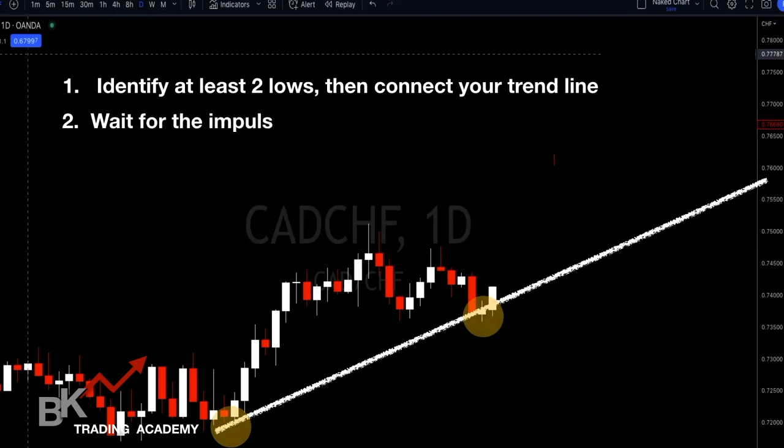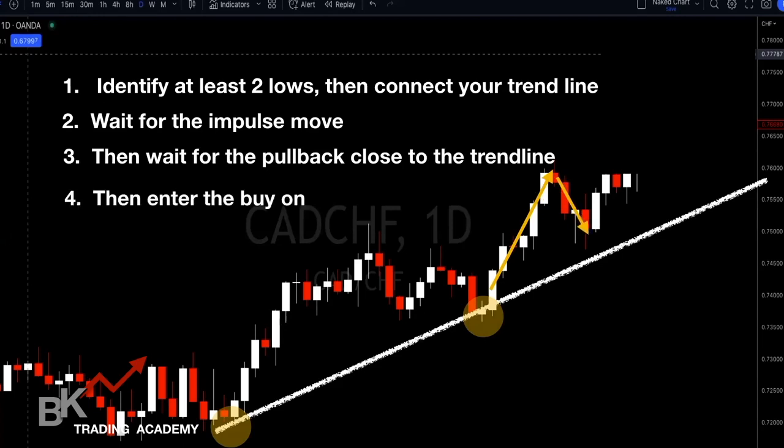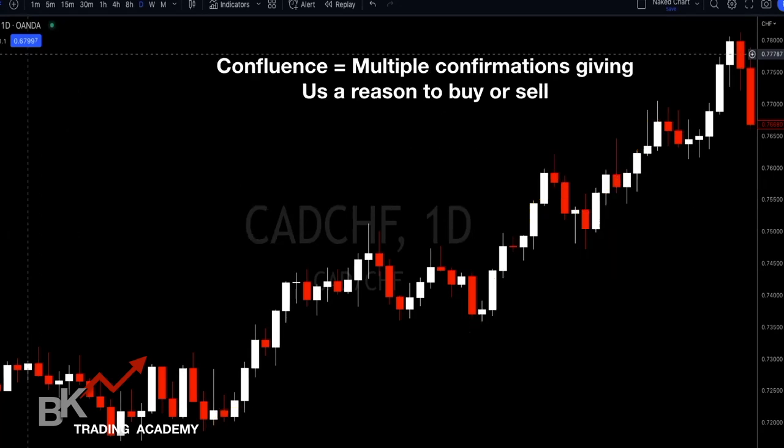Number two, we're going to wait for the impulsive move. Here's our impulsive move. Number three, then wait for the pullback to close near the trend line. And as it pulls back, we go to number four, then enter the buy on or near the trend line. Right here is where we're going to enter our buy. And then five, we're going to collect your profits as price continues to move to the upside.